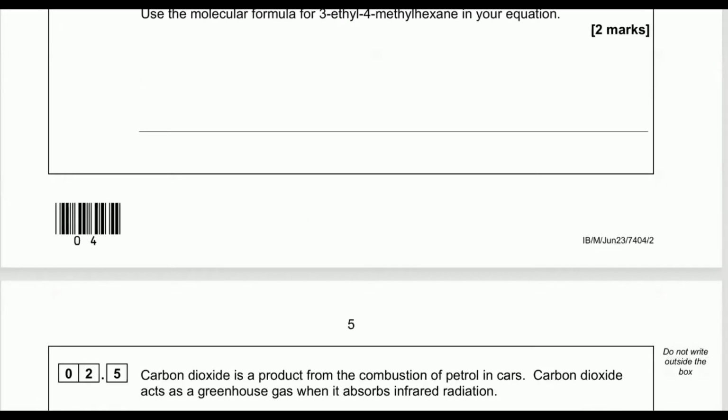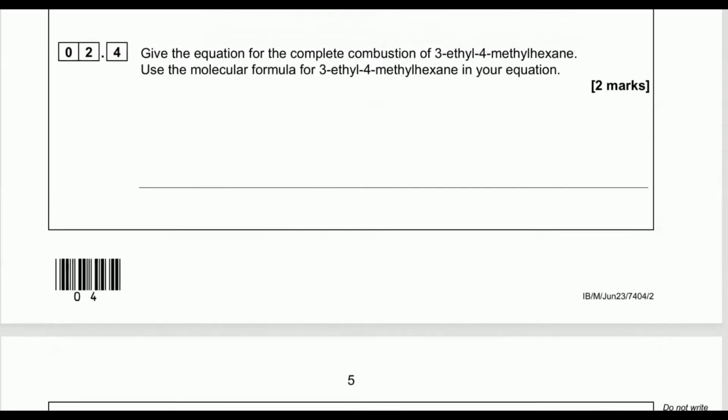Right, zipping on to 2.4, just get this into focus. Give the equation for the complete combustion of 3-ethyl-4-methylhexane. Use the molecular formula for 3-ethyl-4-methylhexane in your equation. Once again, pause the video and have a go at writing out this combustion equation. You're going to get 1 mark for the correct molecular formula and 1 mark for balancing the equation.